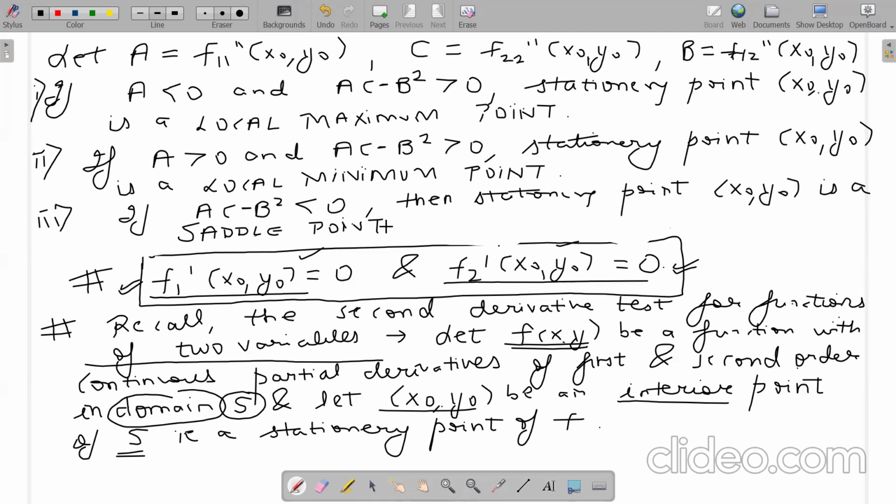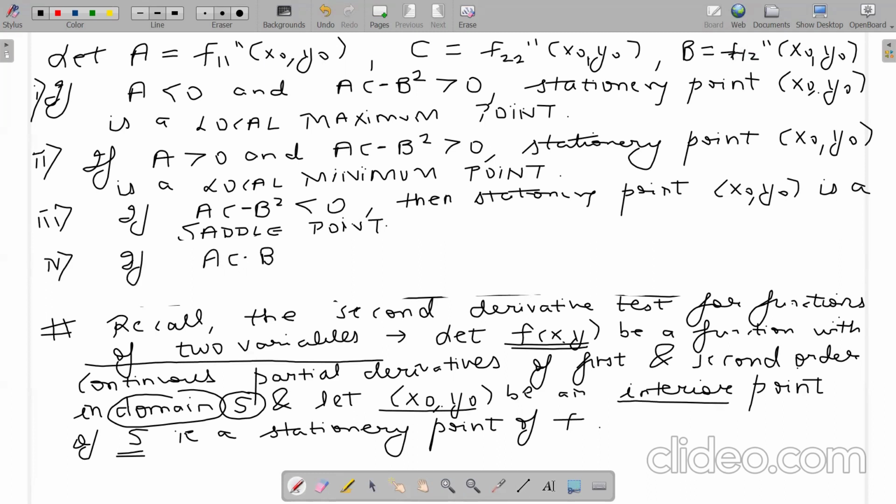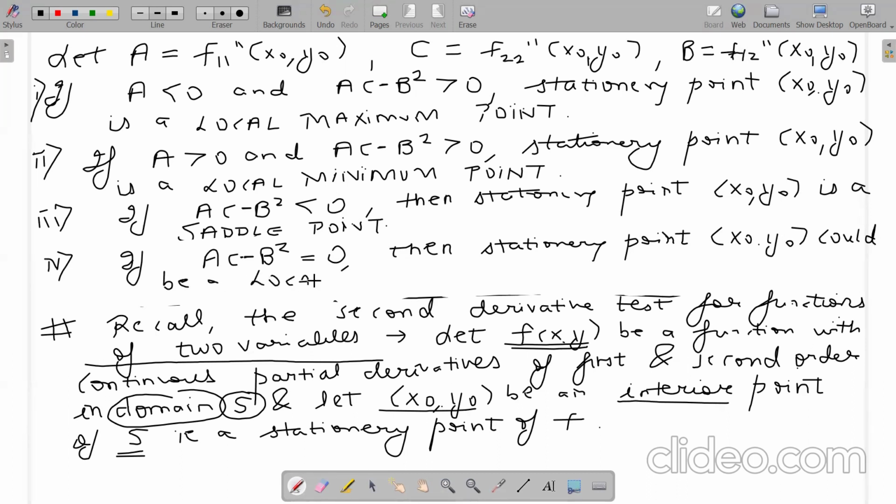And then let's see what happens if AC minus B square is equal to 0. So if I erase this part off, I can write the fourth case, which is as follows: if AC minus B square is exactly equal to 0, then the stationary point x0, y0 could be a local maximum, it could be either a local maximum or a local minimum, or it could even be a saddle point.